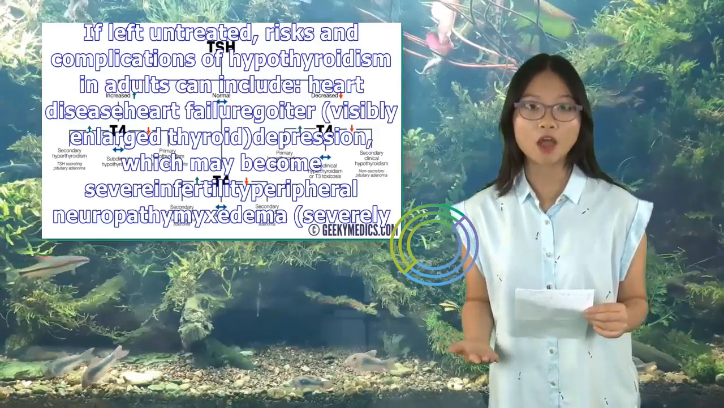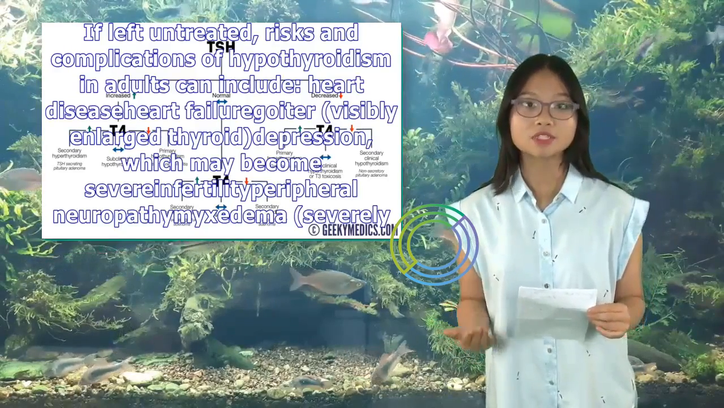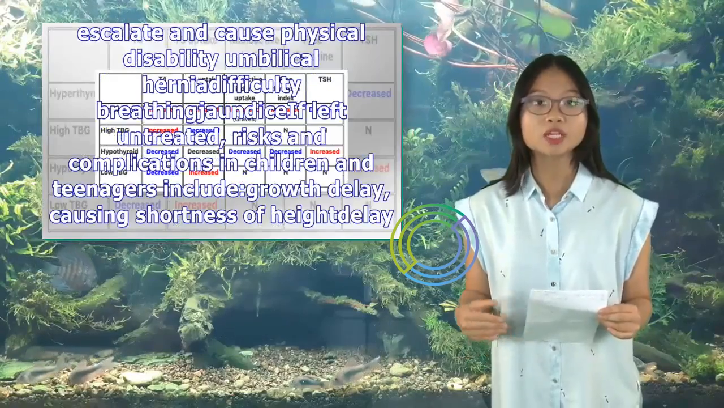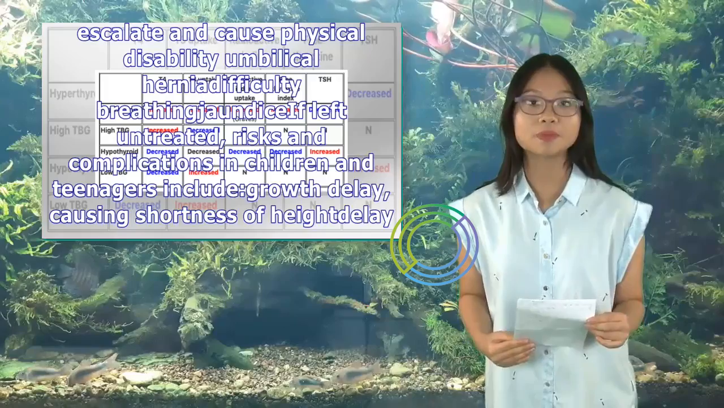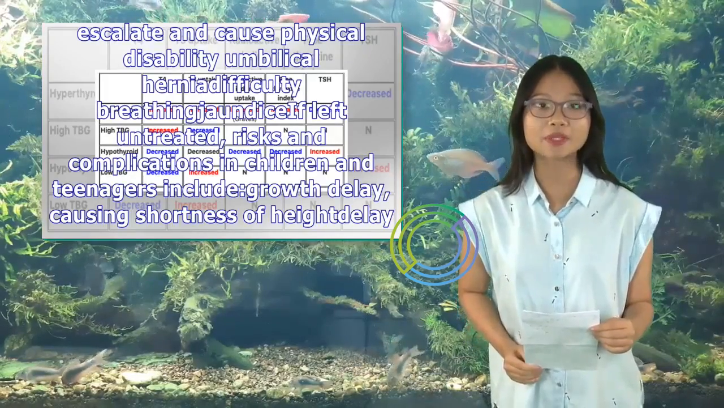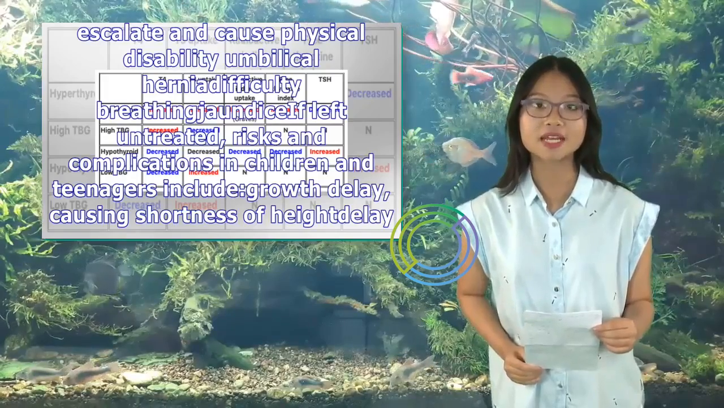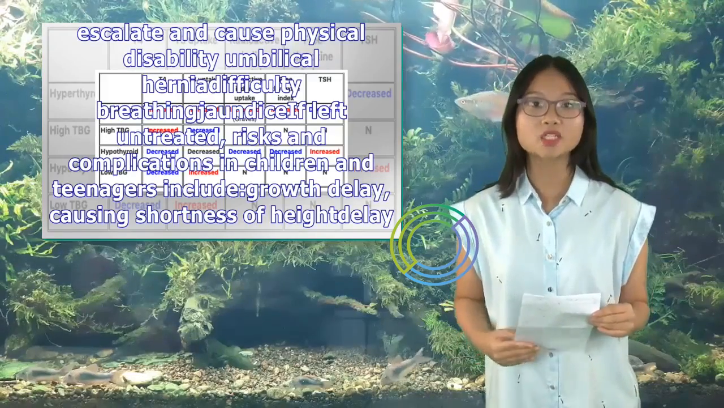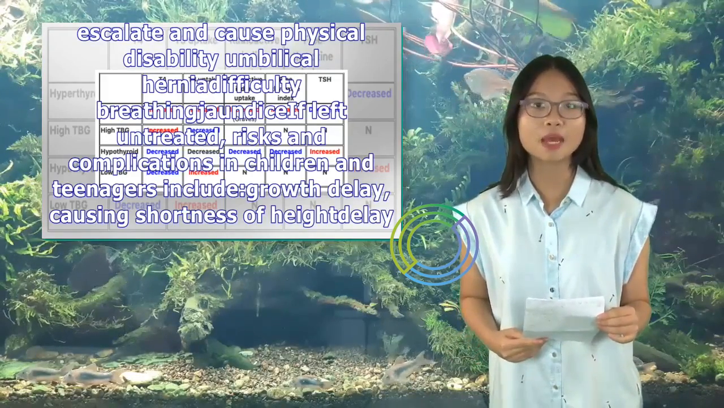Risks and complications in infants include developmental delays, intellectual disability, poor muscle tone, which can escalate and cause physical disability, umbilical hernia, difficulty breathing, jaundice if left untreated. Risks and complications in children and teenagers include growth delay, causing shortness of height, delayed puberty, delayed growth of permanent teeth, developmental delays, and reduced cognitive ability.